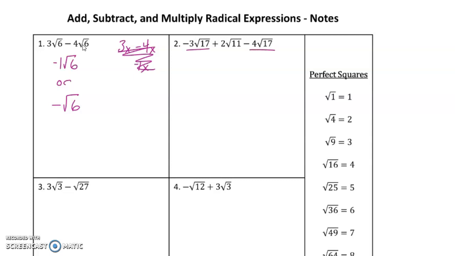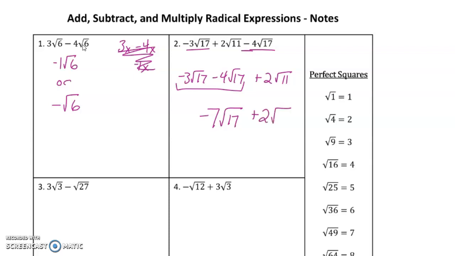Okay, so looking over here at number 2, these two have the same square root. They're both the square root of 17. So you have negative 3 square root 17 minus 4 square root 17. I'm just going to rearrange this, and then I'll put the plus 2 square root 11 on the end. So you can combine these two because they're the same square root. Negative 3 minus 4 is negative 7, then you have square root 17. You still have plus 2 square root 11, and you can't do anything with that because it's not the same as the other square root.